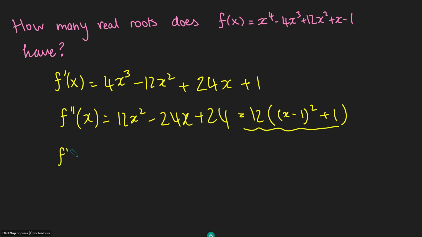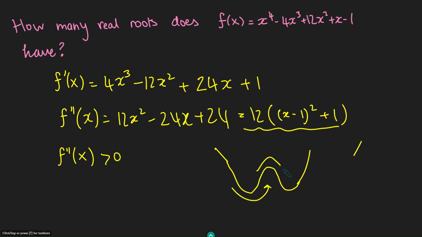So f double prime of x is strictly positive, which means our gradient is always increasing. Why is this interesting? Well, we know our quartic starts up here and ends up here, so it can't have this kind of nature where it makes a W shape, because if it did, then the gradient at this point is increasing, but the gradient at this point is decreasing, which would contradict this. Which means our quartic can only have at most one kind of wiggle, and therefore it will look a little bit like a parabola.